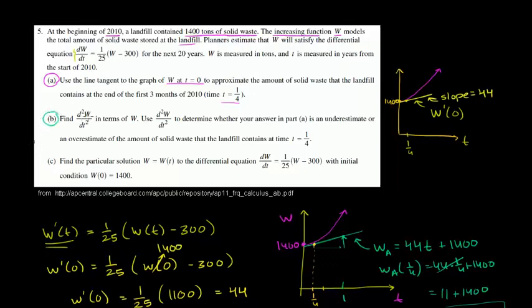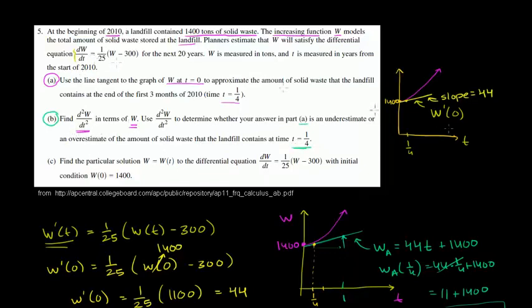Find the second derivative of w with respect to t in terms of w. Use this second derivative to determine whether your answer in part A is an underestimate or an overestimate for the amount of solid waste that the landfill contains at time t equals 1/4. So let's do the first things first. Let's find the second derivative in terms of w.